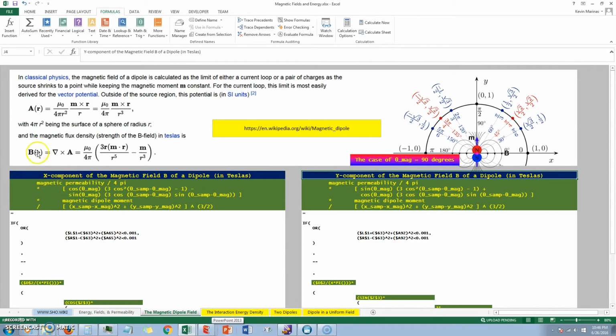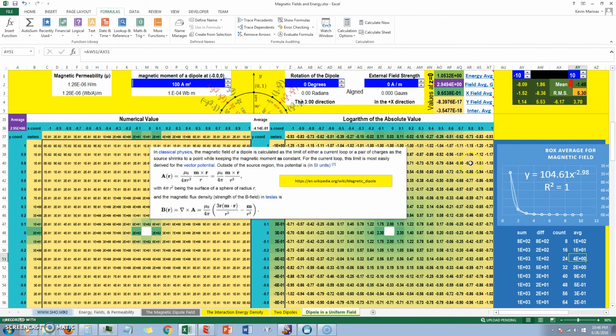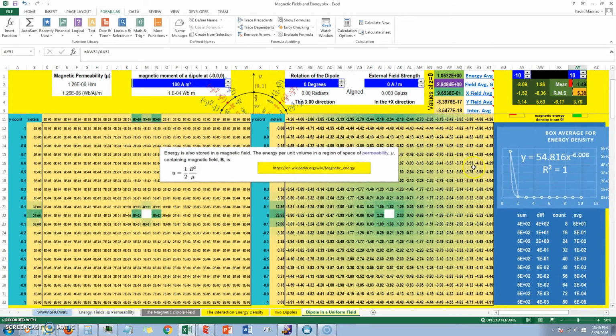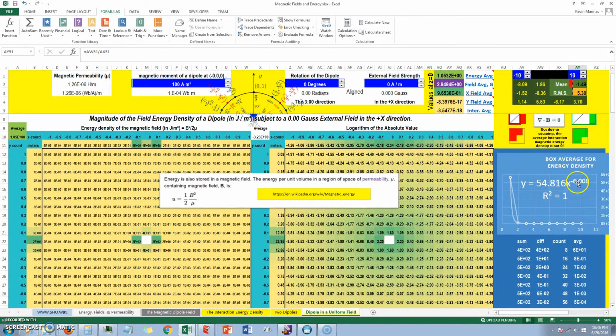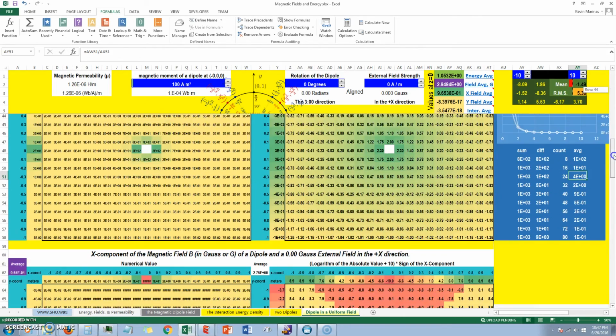So we'd see that this field is supposed to drop inversely with the cube of the distance, generally speaking. And so if we square that, that value would vary with the inverse 6 power, or the negative 6 power, of the distance. And so that's what we get here. All right.